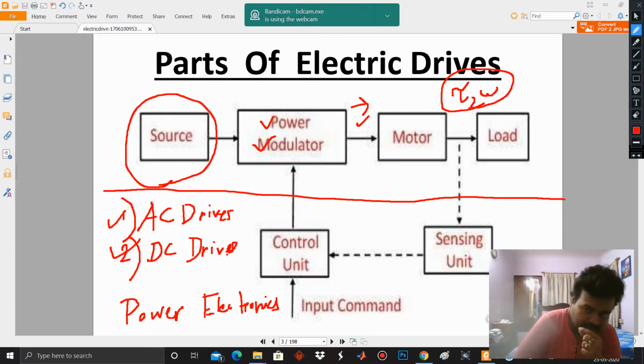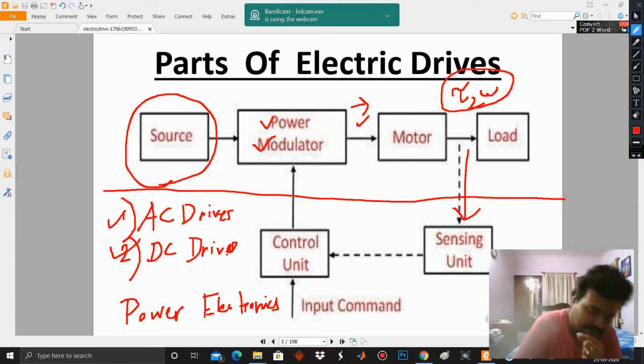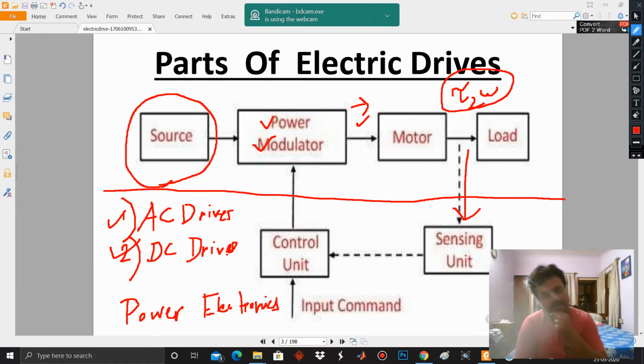And obviously, if we want to control these two things, what do we need? We need a sensor. The motor is driving the load, and you have to sense the torque and speed by means of a sensor. So here comes the sensing unit. The sensing unit consists of different types of sensors which will sense the torque and speed.